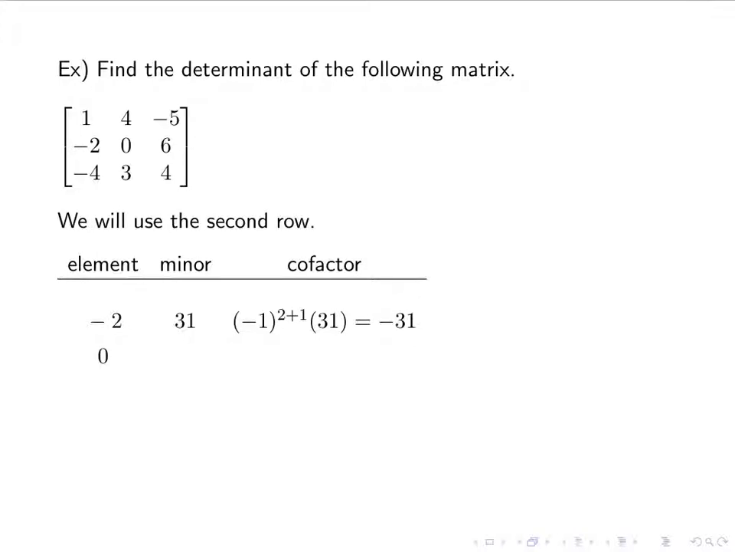The next element is 0. Again, it doesn't matter what the cofactor is, because when I multiply it by 0, I get 0 anyway. So I'll skip that and go to my last element, which is 6.